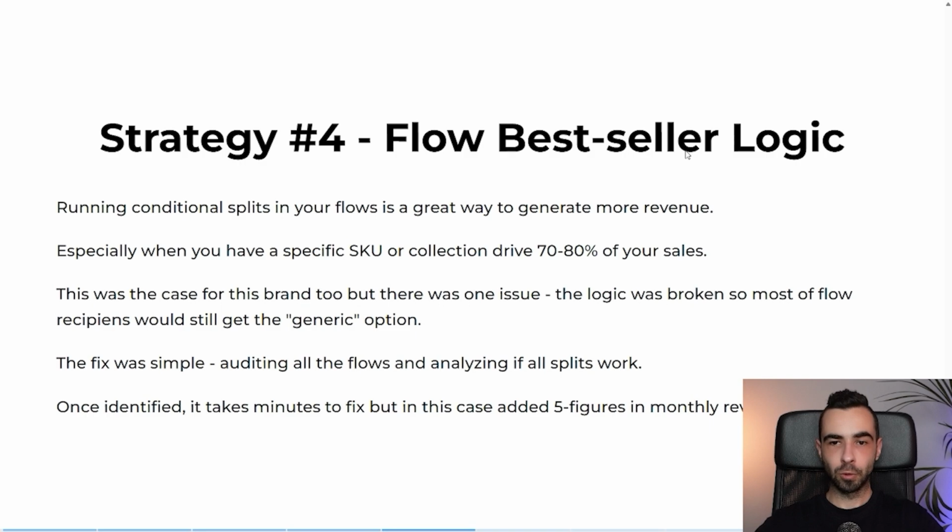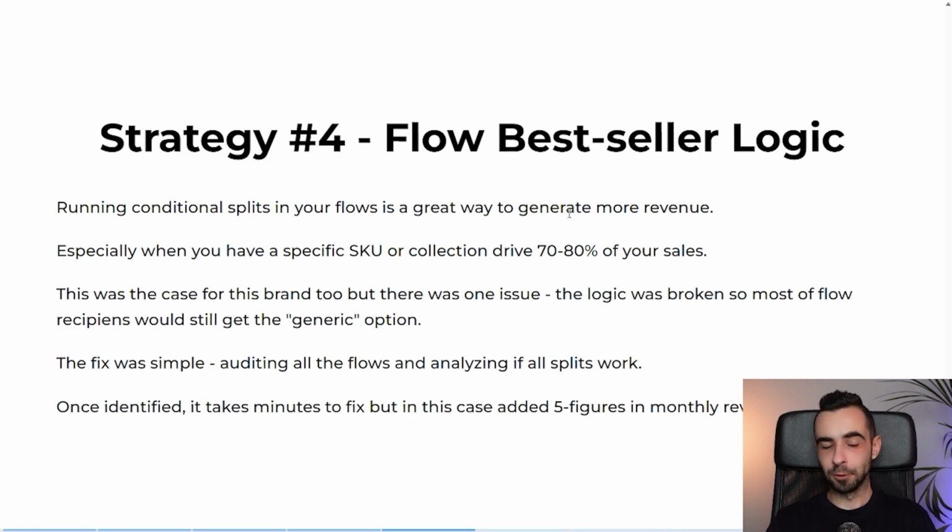So the first thing was their bestseller logic. Running conditional splits in your flows is a great way to generate more revenue because it allows you to personalize the content a bit more, and ultimately, at some point you should be doing that, especially when you have a specific SKU or collection that drives 70 to 80% of your total sales. This was the case for this brand as well, but there was one issue. The logic in there was broken, so most of the flow recipients would still get the generic option, which was pretty much the basic option, rather than the personalized one.